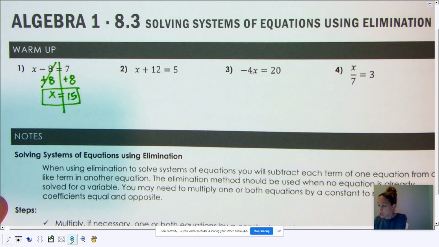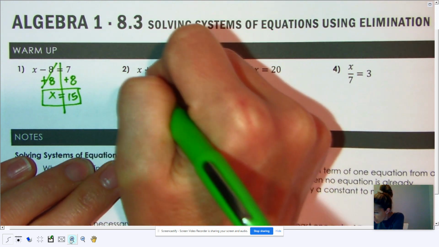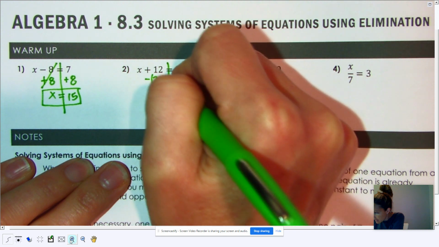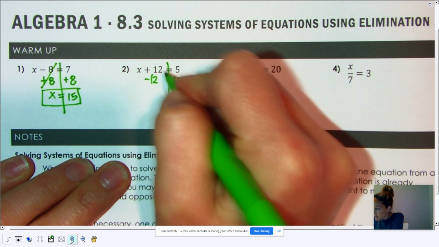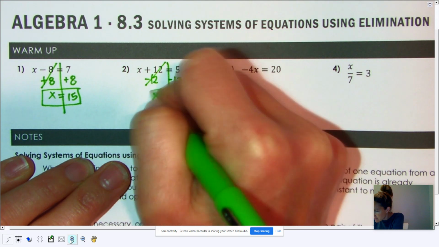Okay, question number 2. The inverse operation of addition is subtraction. So I'm going to subtract 12 on both sides. And those ones are going to cancel. So I get x is equal to -7.